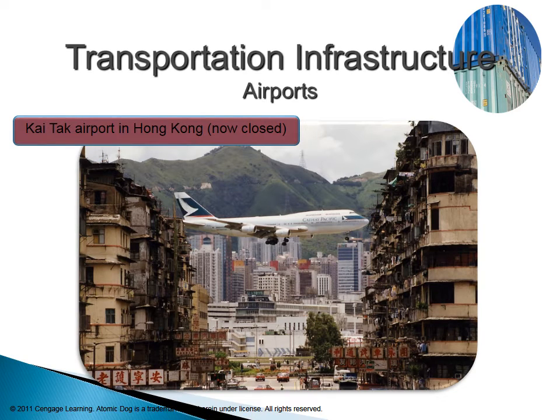This is the Kai Tak airport in Hong Kong. Again, it is closed now. The problem with that airport was that it was within a very closely populated urban area, and because of the noise pollution, many planes were not allowed to land at certain hours of the day. So that's a problem. So they had to close it and open up an airport which is further away from the urban population.